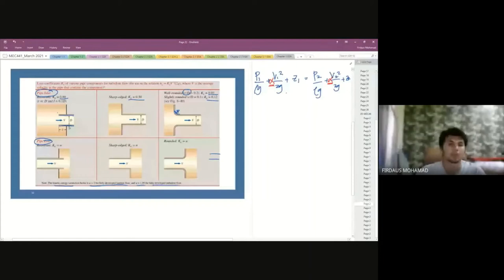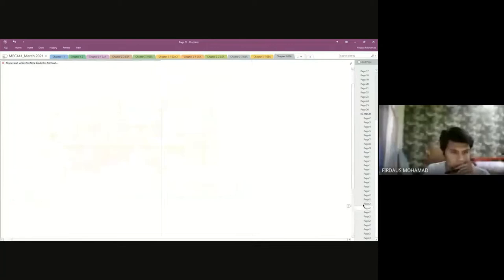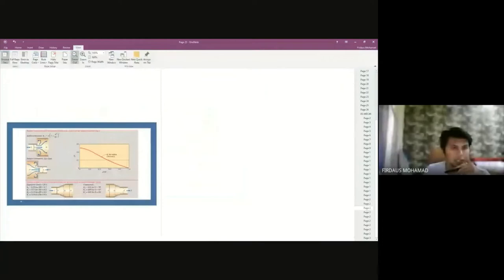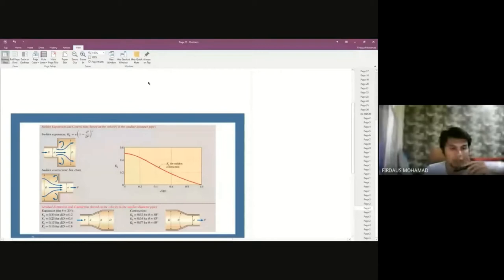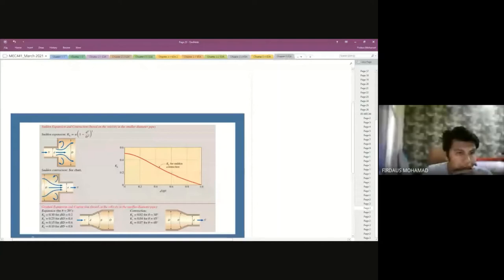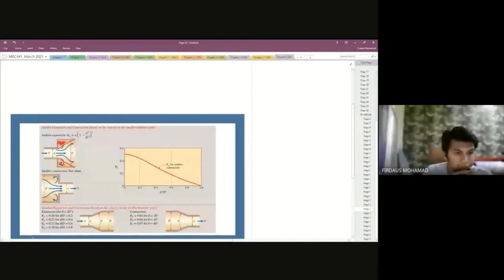Otherwise, if it is mentioned alpha equal to 1.05, we need to use alpha equal to 1.05. So this is sudden expansion and also sudden contraction. Sudden expansion means that it goes from a small diameter of pipe to a large diameter of pipe, so it suddenly expands. For the sudden expansion, you can see here there will be separation, with no flow inside this red colored region.